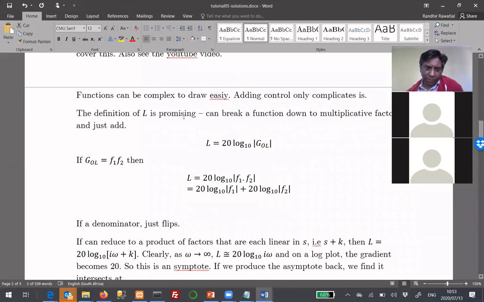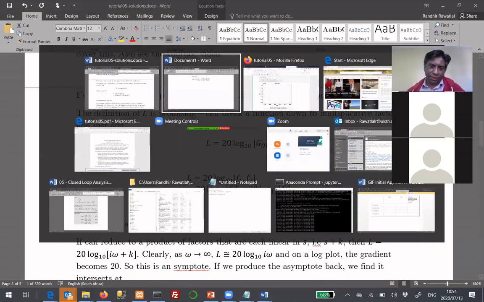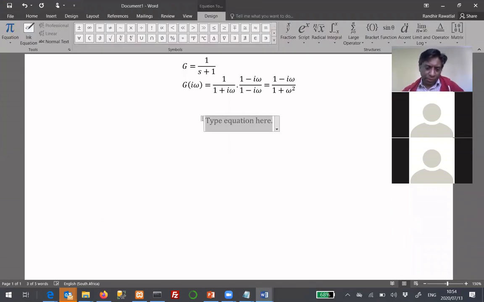So that's what we're saying here. We are now introducing this definition of L, the log modulus, and its definition is this. It's the number 20 multiplied by log 10 of the magnitude. Of course, if we have the real and imaginary parts of G, then we can easily calculate the magnitude in the usual way.